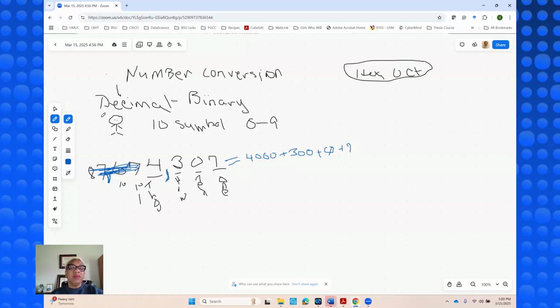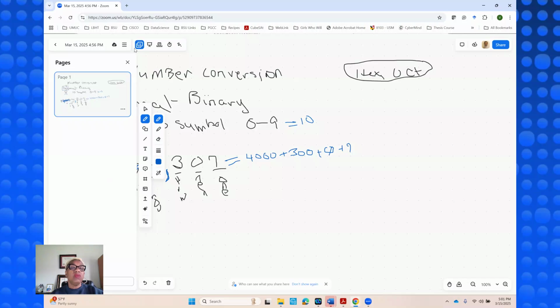So decimal means 10. 0 is a symbol. So 0 through 9 equals our 10 symbols. And this is how humans count. This is how we have our numbering system. So this is part of what we have to do.